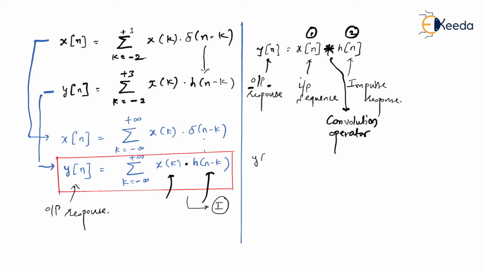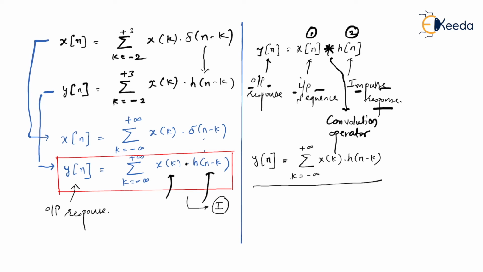To get the convolution, you write the convolution formula like this: y of n is equal to summation k varied over minus infinity to plus infinity, x of k h of n minus k. So this becomes the formula of convolution. Remember, if the input sequence is known and the impulse response is known, and you want to get the output response, the simple relation is y of n is equal to x of n convolution with h of n. To express it as a formula, you write y of n equal to summation k varied over minus infinity to plus infinity, x of k h of n minus k.